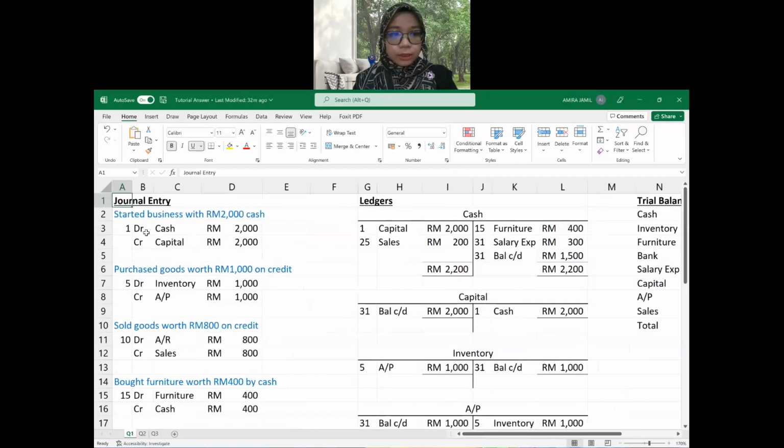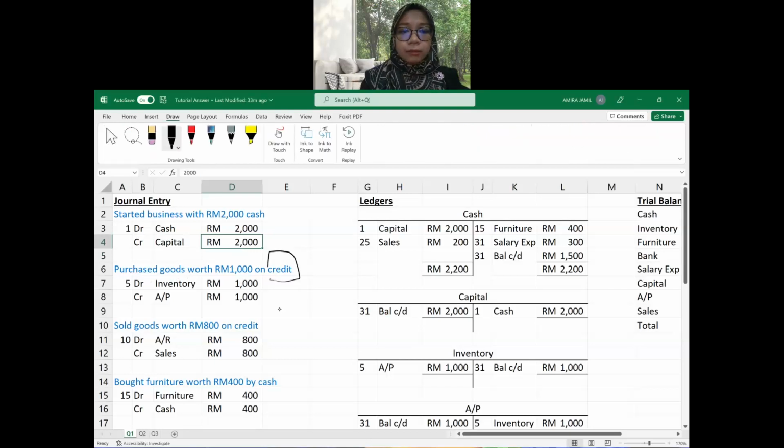For example, the first transaction is start business with 2,000 cash. So on January 1st, debit cash 2,000 and credit capital 2,000. Start business, so it must be capital. Then purchase goods worth 1,000 on credit. On credit means account payable, so you debit inventory and credit account payable 1,000.